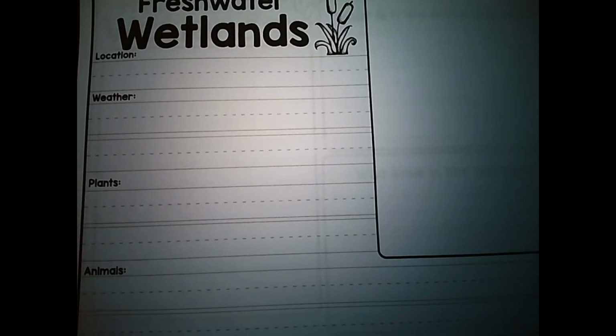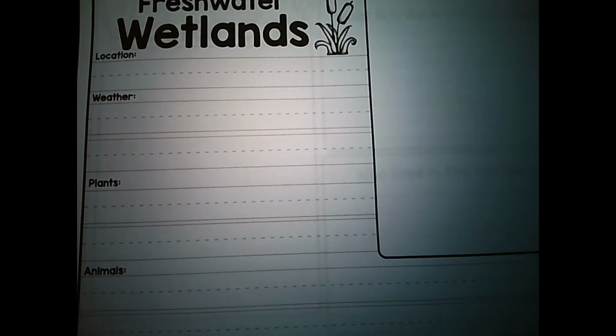Okay, plants. Remember, we were talking about those floating plants like the duckweed that are just freestanding plants that have their roots go into the water and get the nutrients, which is basically the plant food. You can also talk about the cattails and the sedges.